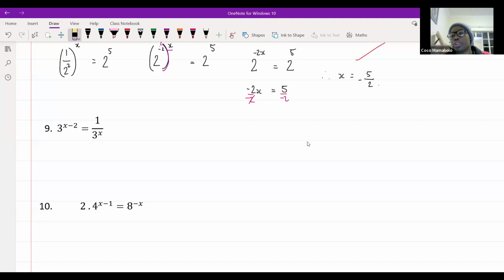Oh, it didn't drop the 2. It is there. Unless you're talking about this last answer here. Here is the negative. It just became -5/2. Okay.